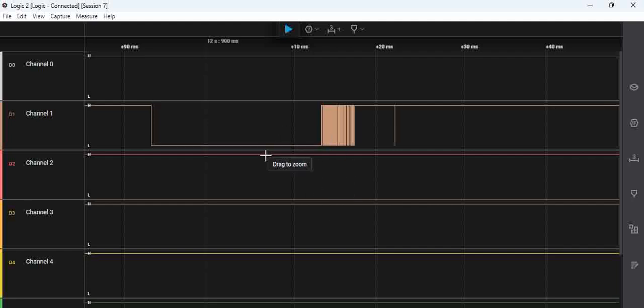So if you see here, the first communication initiation happens from the host, where the host sends low data for a period of around 18 milliseconds as per the requirement. Now we have 20 milliseconds here. So 18 milliseconds is the minimum.